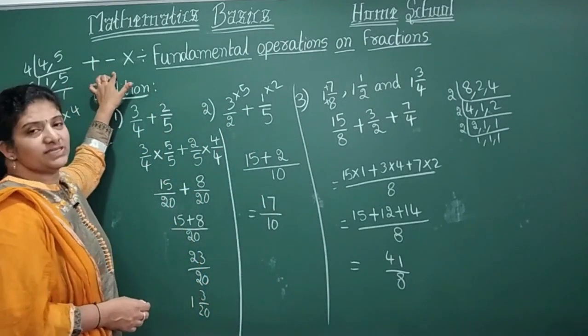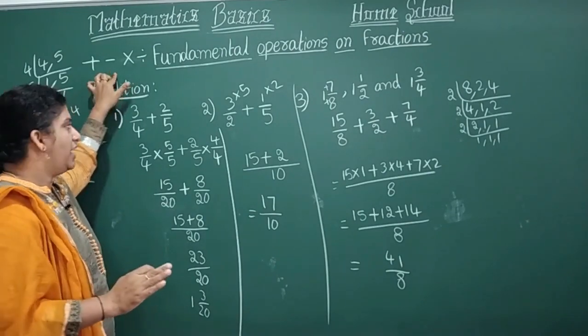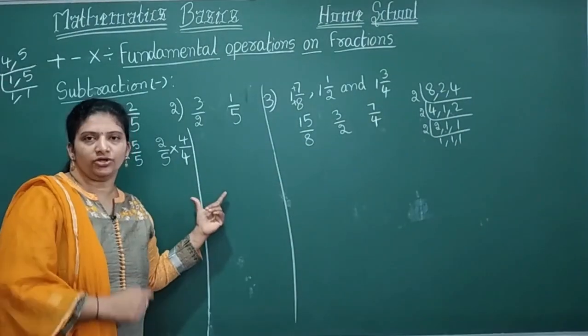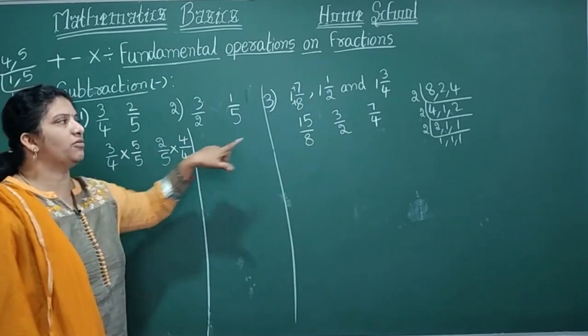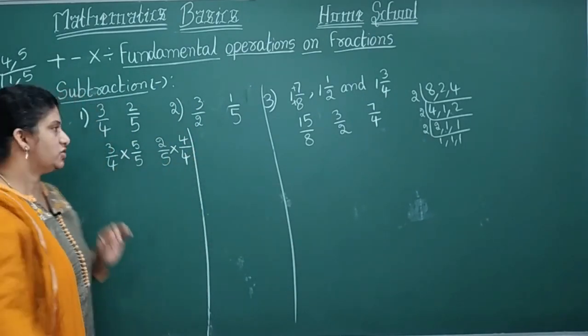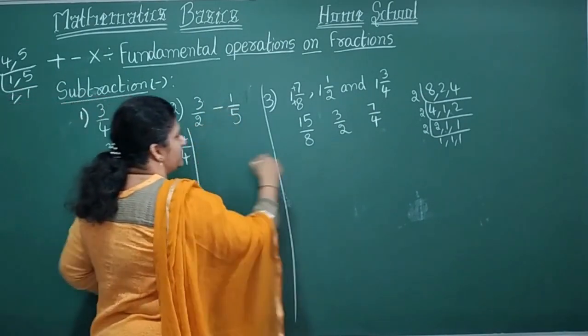How do we do subtraction of fractions? Same method, there is no change. Instead of plus, we are going to take minus here. Now we are going to start with fraction subtraction. Same three problems I have taken here, what we have taken for the fraction addition. So instead of the plus sign, I have taken minus here.